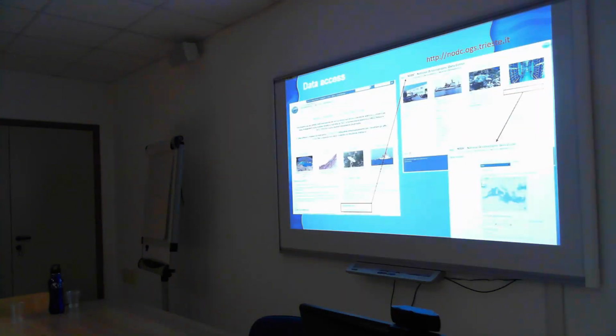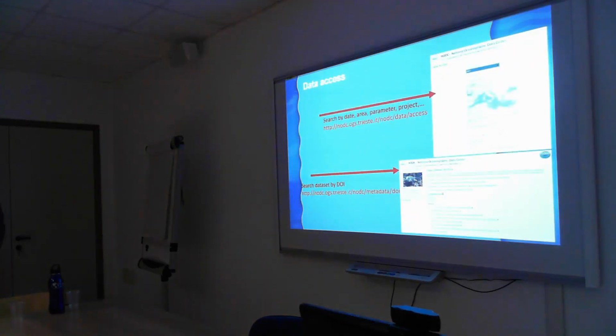And here we have the mask for the data access that is available also from the main web portal of the Institute. We are providing a mask that gives you the chance to search by date, area, parameter, or project, and search for the available datasets. Or there is always the mask where it's possible to access the frozen datasets from DOIs that we saw before.